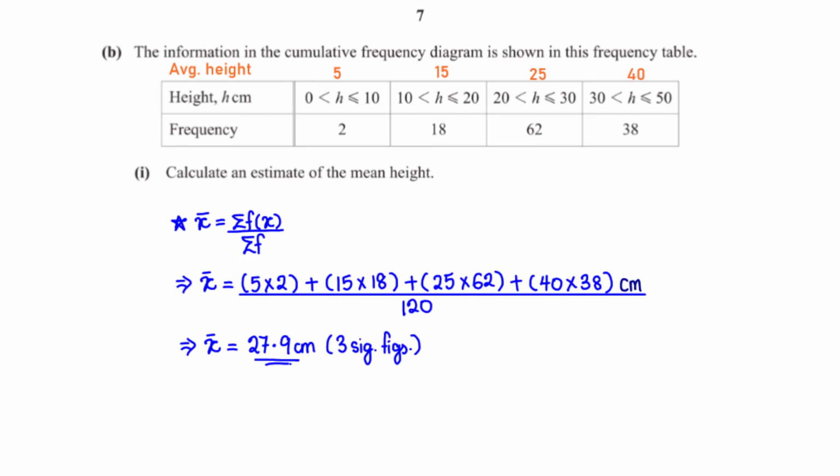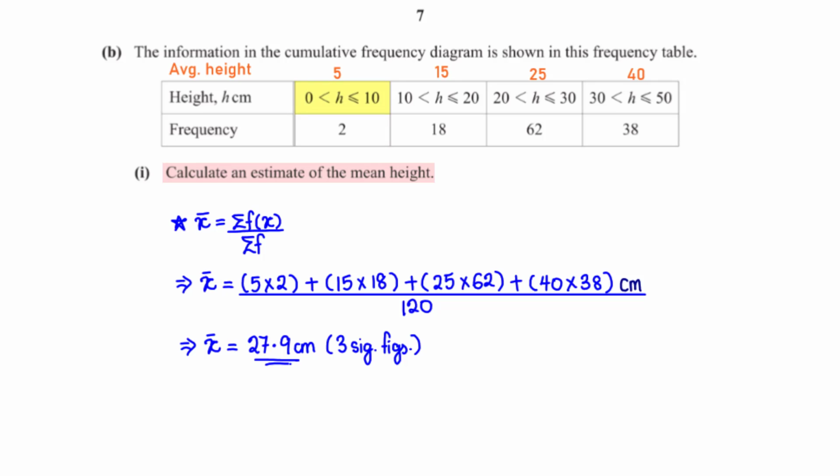The information in the cumulative frequency diagram is shown in this frequency table. Calculate an estimate of the mean height. The mean is equal to sigma f of x, which is the total sum of the heights of all the plants, divided by sigma f, which is the total number of plants. To get sigma f of x, we first need to calculate the average height of the given height intervals.